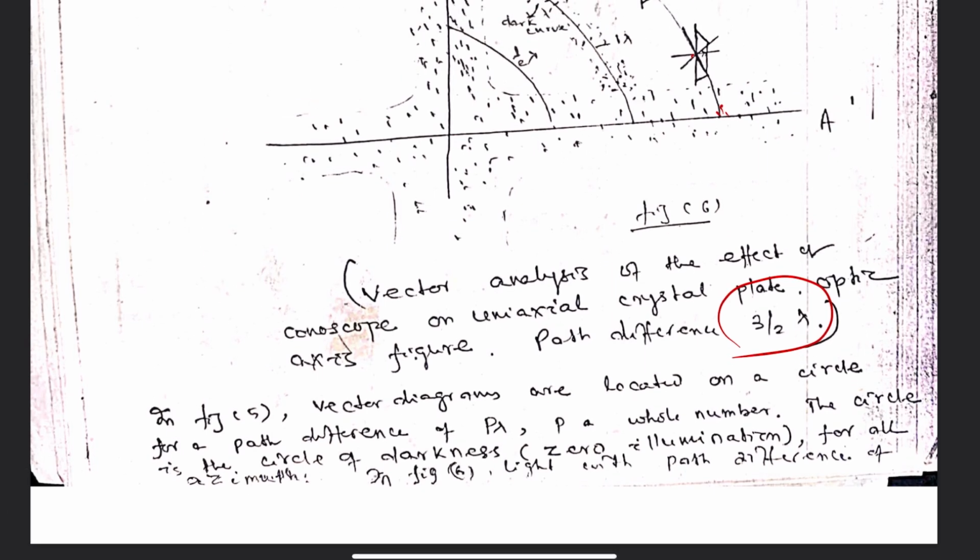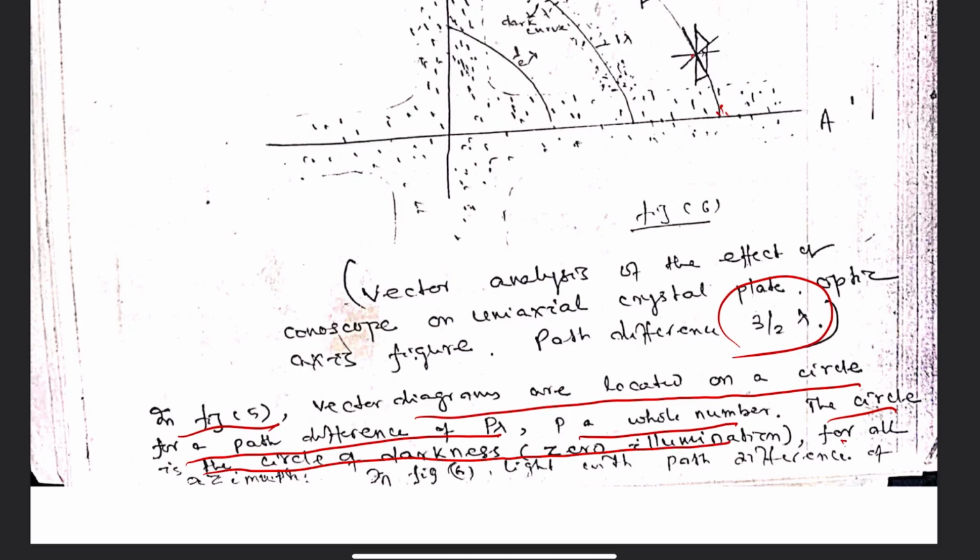In figure 5, the vector diagrams are located on a circle for path reference of p lambda. P is a whole number, and the circle is the circle of darkness or zero illumination for all azimuths.